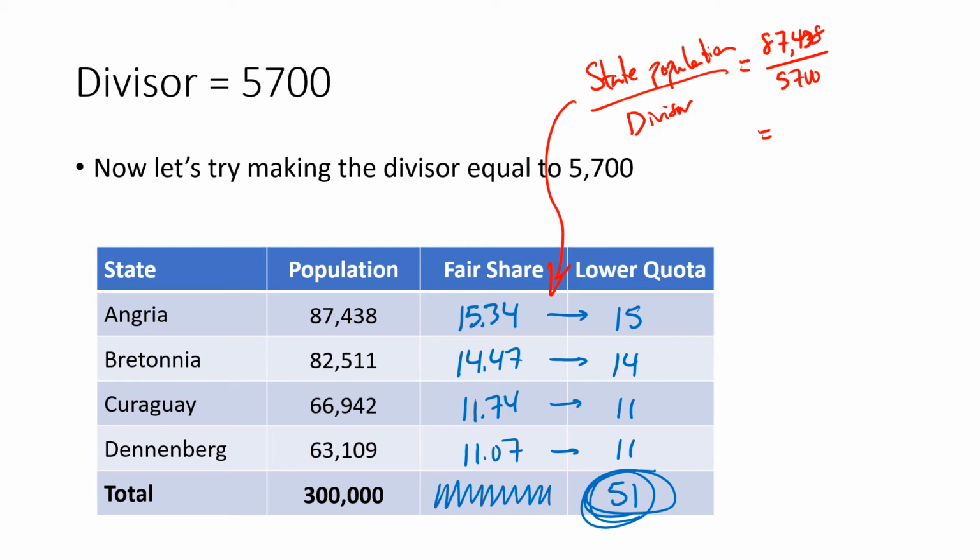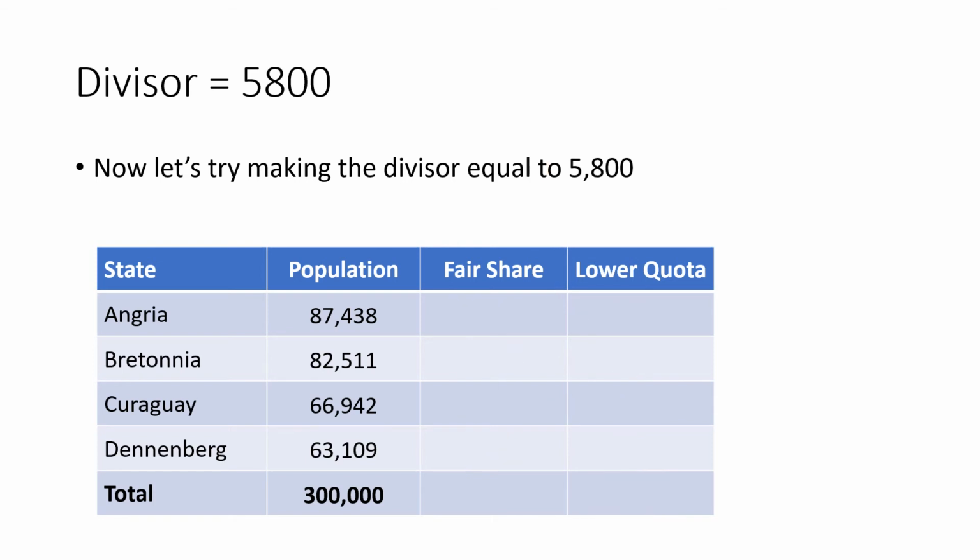So we know that 5850 was too big, 5700 was too small, so we're going to do a Goldilocks kind of thing. We're trying to find the number that's just right. So we know it needs to be a little bit bigger than 5700. We know it needs to be smaller than 5850, so we're just going to make an educated guess. Let's try 5800. That's in between those two numbers that we tried.